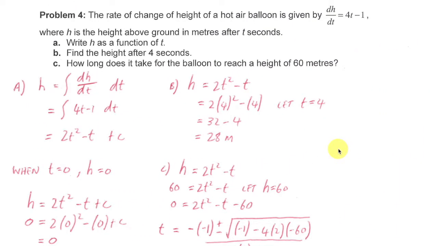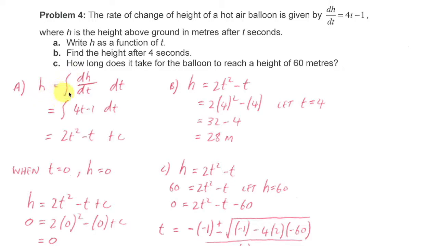So in problem 4 here, we're dealing with a hot air balloon ride, or just a hot air balloon. We are told that the derivative is equal to 4t minus 1. So change in height with respect to change in time is equal to 4t minus 1, where h is the number of meters above ground we are, and t is time in seconds. In A, we need to write h as a function of t. So we have the derivative. To go backwards and get h, I need to work out the antiderivative of 4t minus 1.